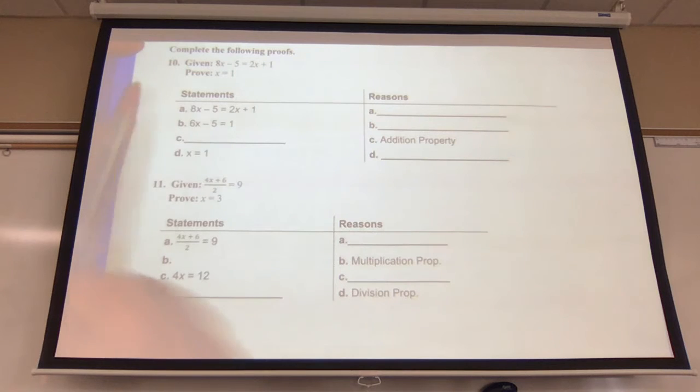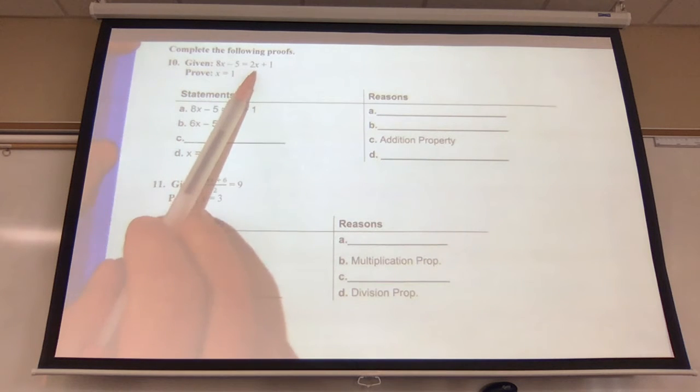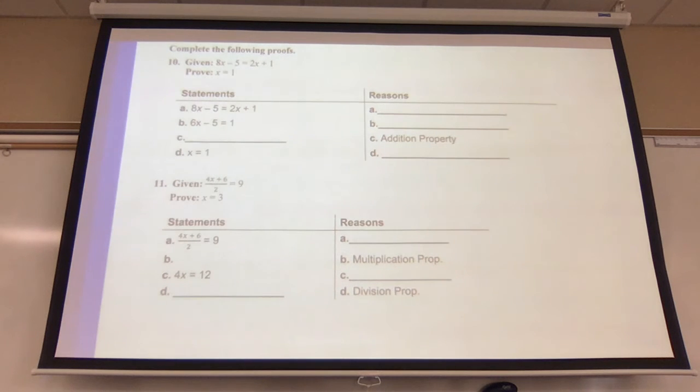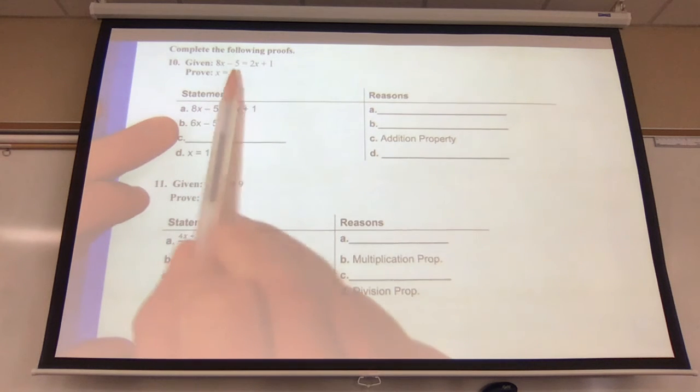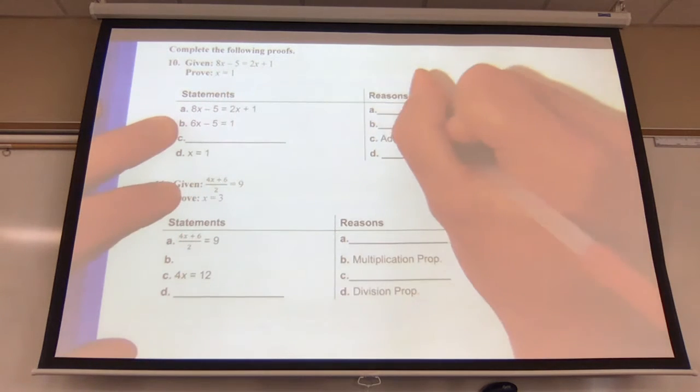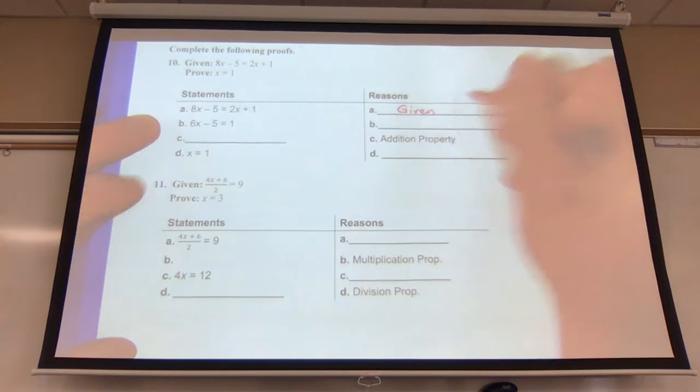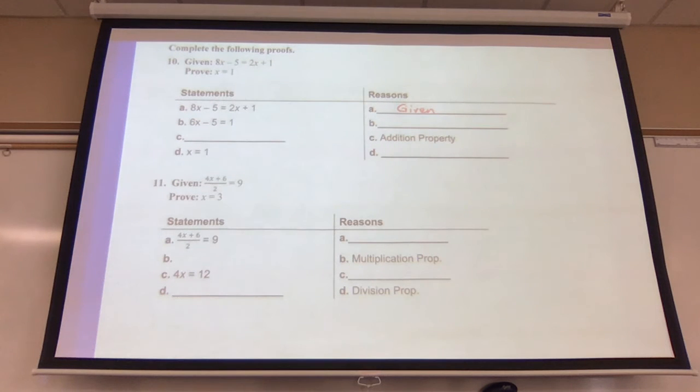All right, first thing, we're given 8x minus 5 equals 2x plus 1. We want to prove that x equals 1. And your first step, if you look at the 8x minus 5 equals 2x plus 1, that matches up with the given. So our first step is given to us. And that is almost always going to be your first step, is the given.